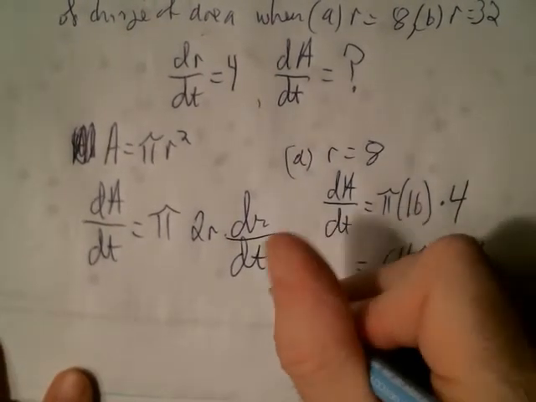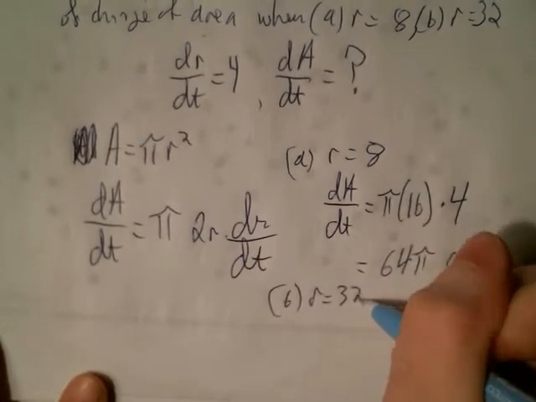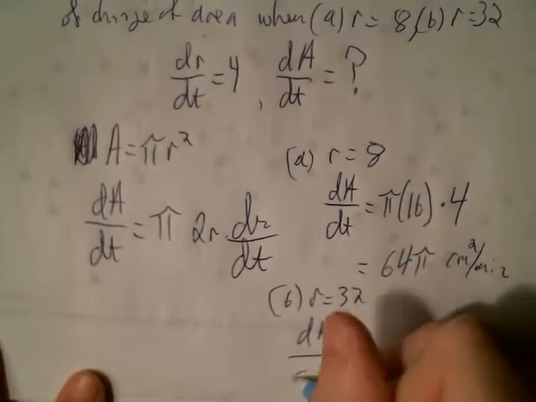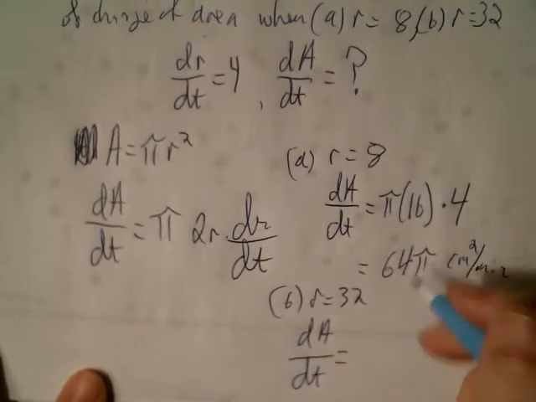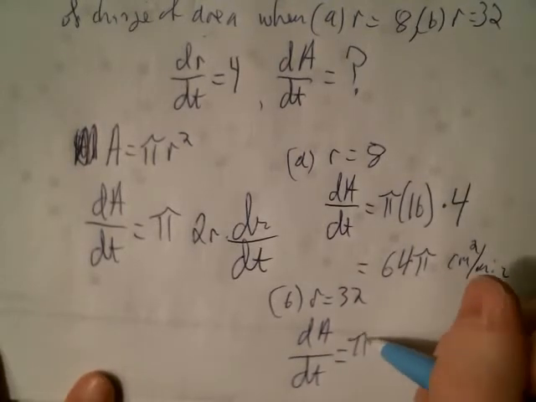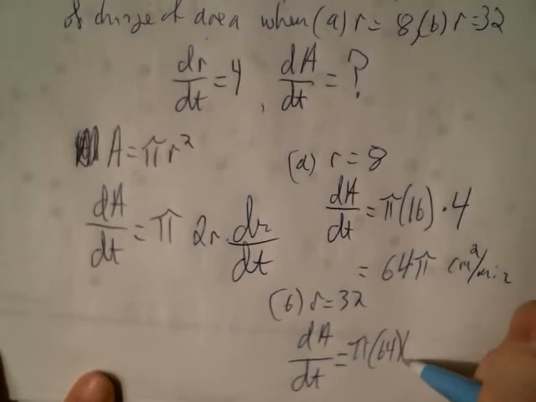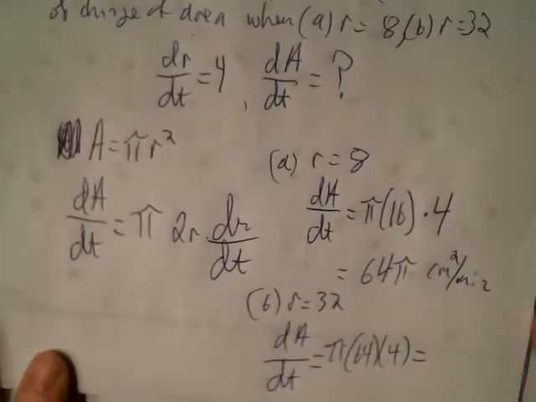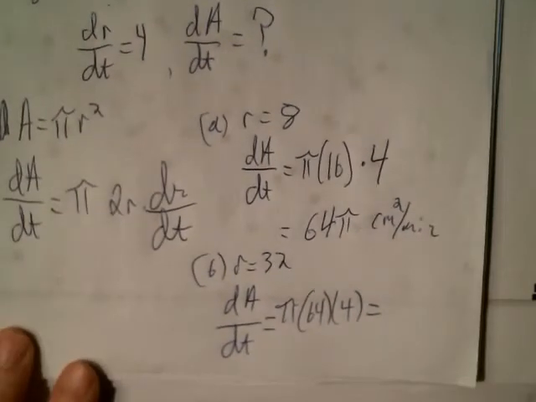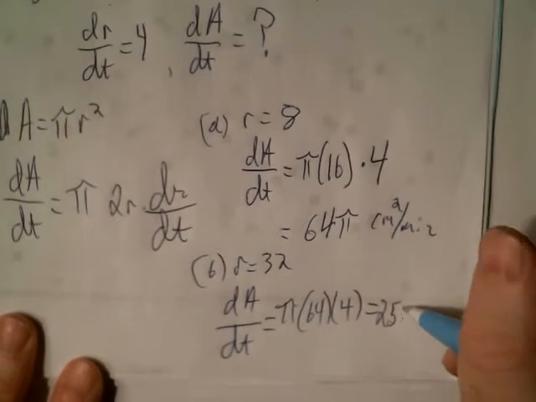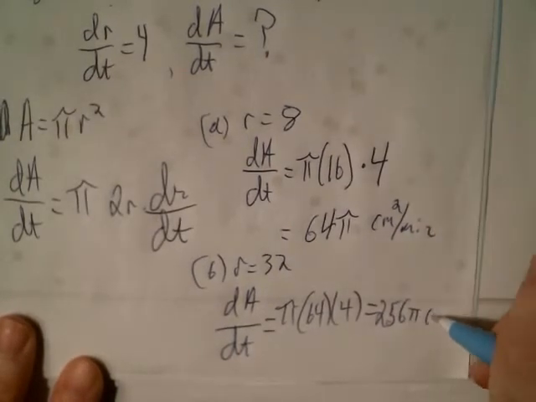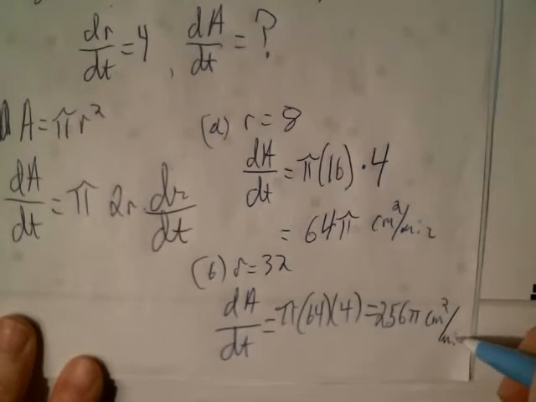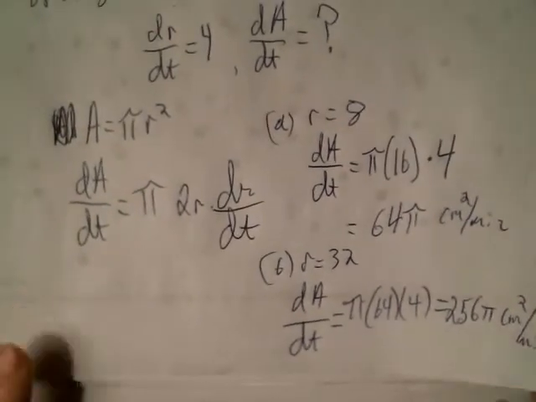And then obviously for r equals 32, you just do the same thing. So the rate of change of area with respect to time in that case will be pi times 64 times 4. And so in that case, 256 pi centimeters squared per minute. Okay.